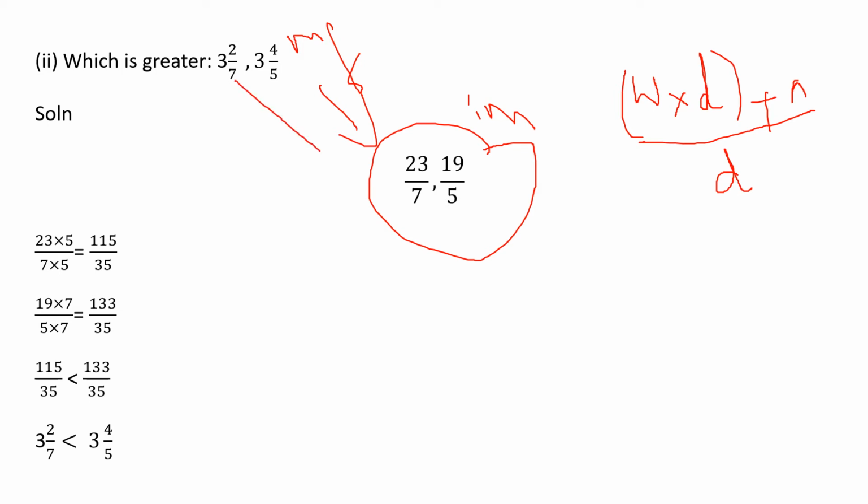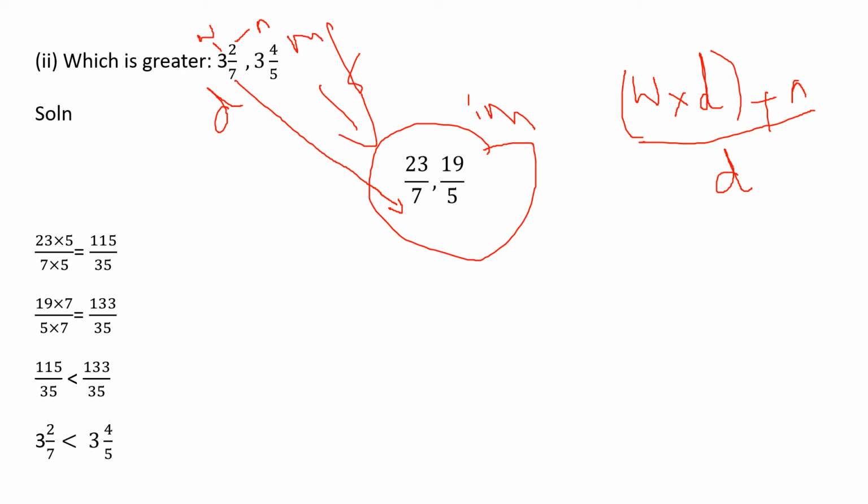Here the denominator is 7. Here also the denominator is 7. There is no change. So numerator, how are we writing? This 3 is a whole number, 2 is a numerator part and the 7 is a denominator, right? So whole number 3 into 7 plus numerator, we are getting 23 by 7. The same way do it for the second term. Next, you have here the denominators different.